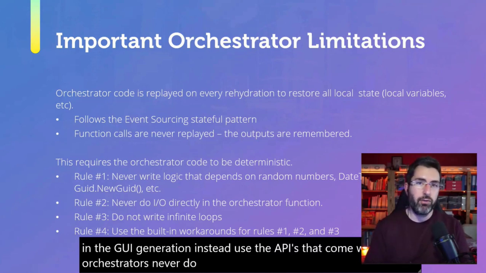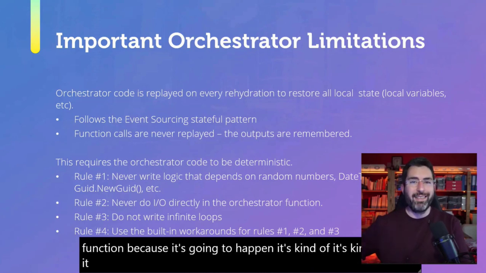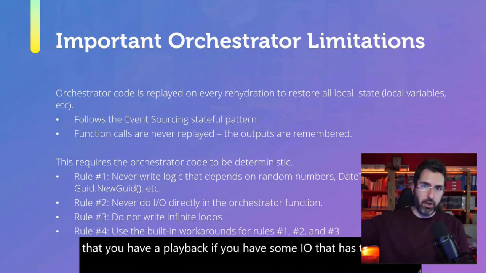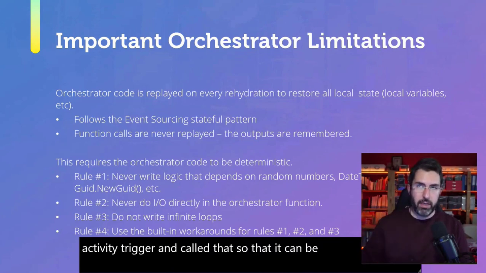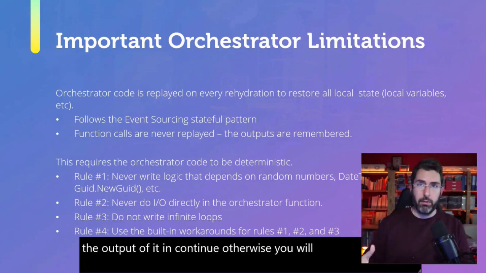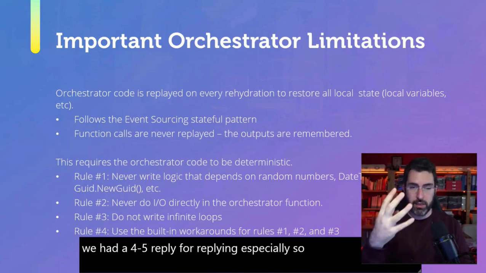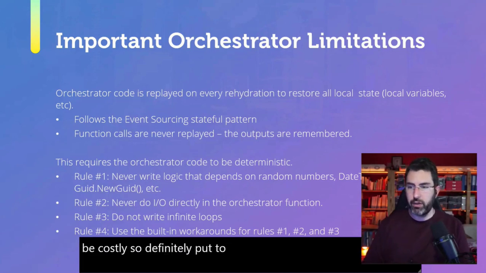Never do I/O directly in the orchestrator function, because it's going to be re-executed every time that you have a replay. If you have some I/O that has to be done, just put it into an activity trigger and call that, so that it doesn't get replayed, right? You just get the output of it and continue. Otherwise, in the case of our first example, we had 4 replays essentially, so you would be doing the same I/O 4 times, which will be costly. So definitely put the I/O into activity triggers.